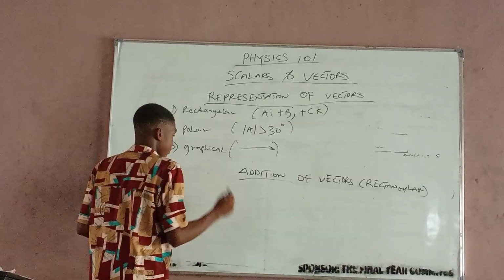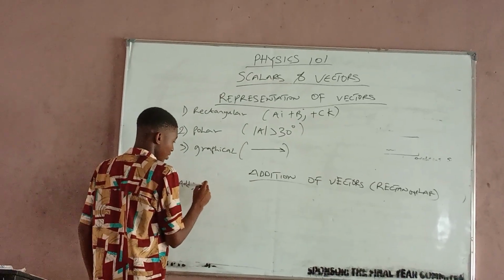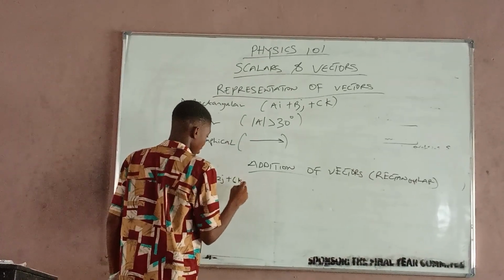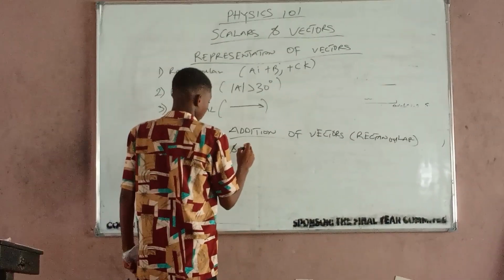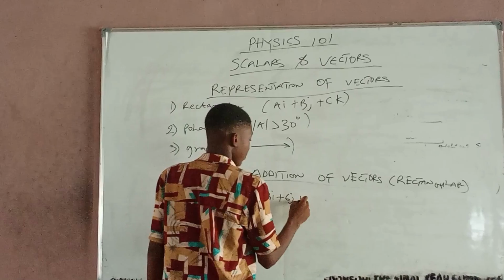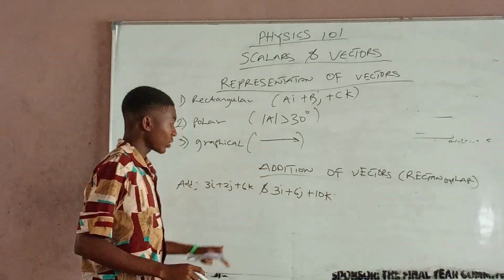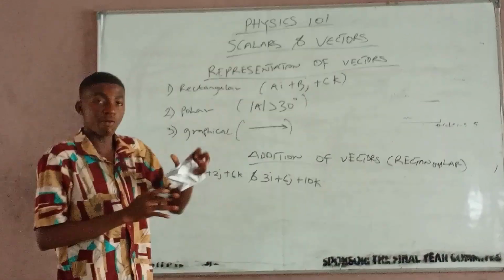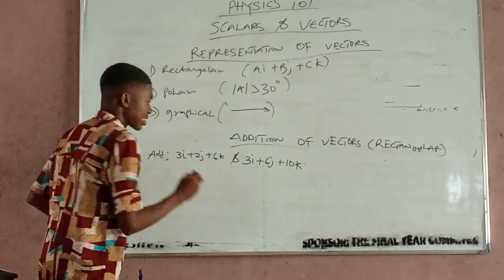We have, for example, add 3i plus 2j plus 6k and 3i plus 6j plus 10k. Notice, to add these vectors together, when you add vectors based on the rectangular form, I will add i with i, j with j, and k with k. So now let's solve this.